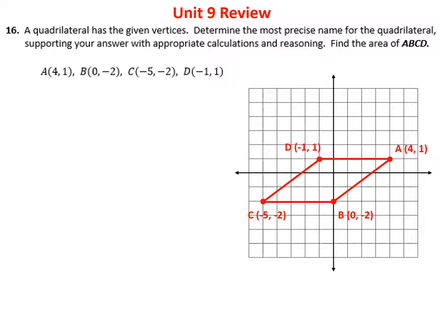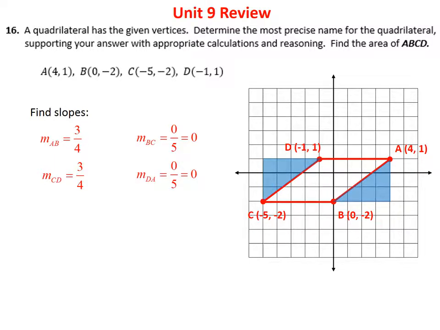We don't see right angles, but we will have to measure its sides to make sure it's not a rhombus. So let's start by finding the slopes just to verify it's a parallelogram. I'm just drawing my little slope triangles. AB is 3 over 4. BC, you notice, along the bottom, doesn't go up or down. The slope is 0. And then on the other side, CD, we have 3 over 4 again, and DA is 0.